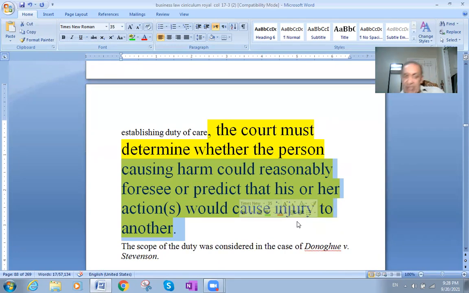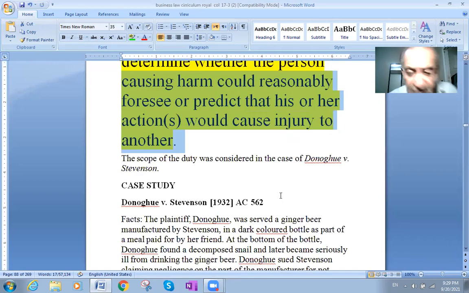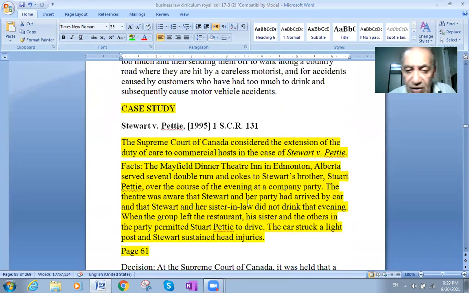The court will investigate whether that action led to harm of another person or not. If it led to the harm of another person, then we are in front of a tort. If it didn't do harm or damage to another person, then we are not in front of a case of a tort.